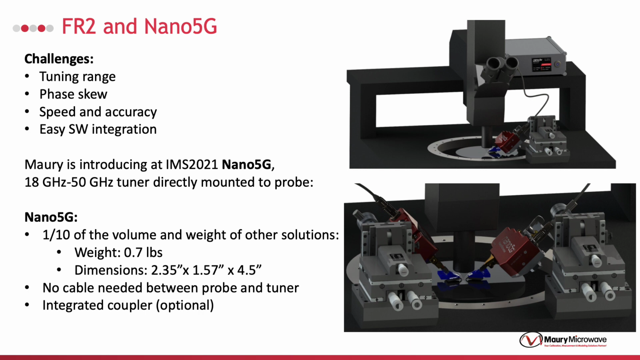Here, we have a 3D model of an on-wafer integration. In the picture, we have the Nano 5G tuner mounted on an RPP 305 positioner using a custom bracket. The tuner is then connected to the Nano 5G controller for external communication.